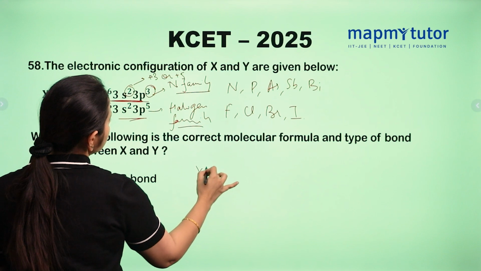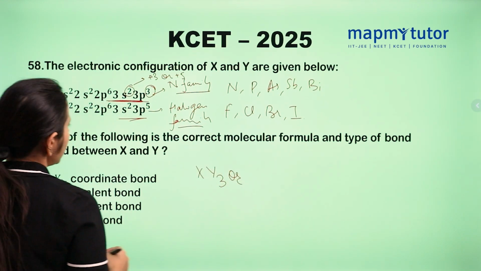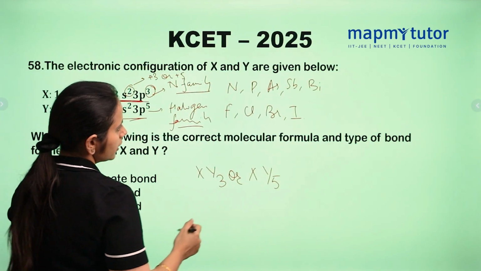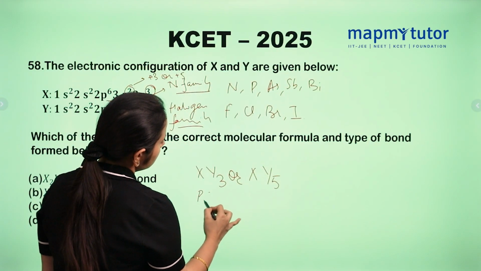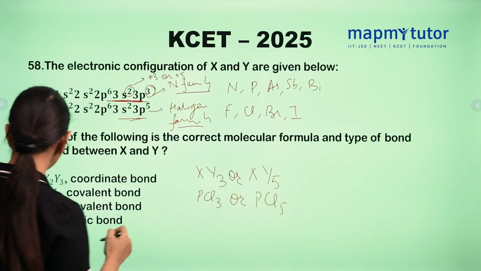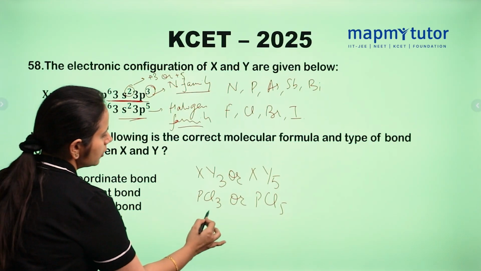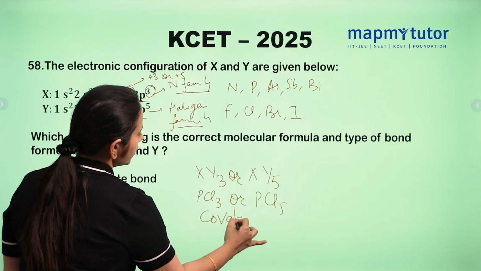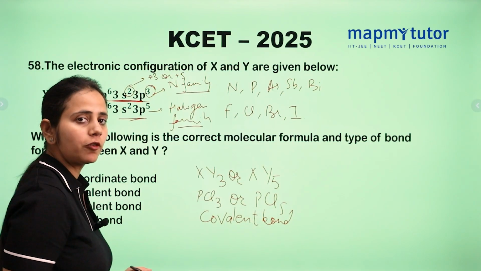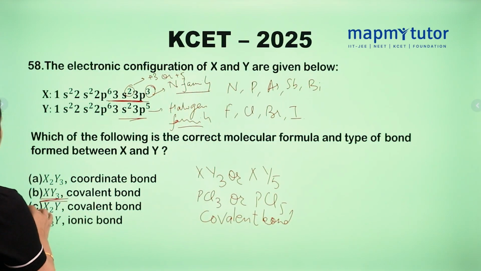So it can form either XY3 or XY5 compound, like PCl3 or PCl5. Let's see any option like that. Yes, XY3. And which type of bond will be there? Covalent bond. What is a covalent bond? It is formed by a mutual sharing of electrons between the two atoms. So in this case, B is the right option.